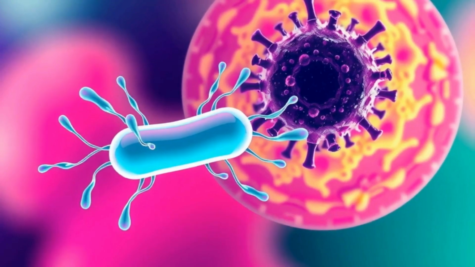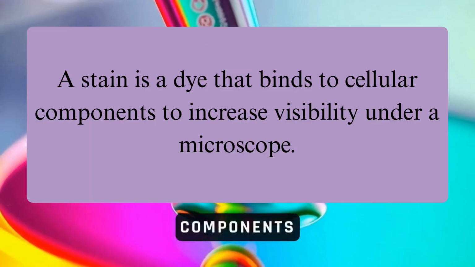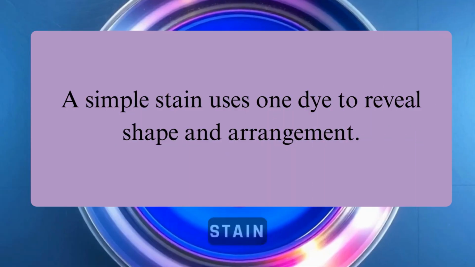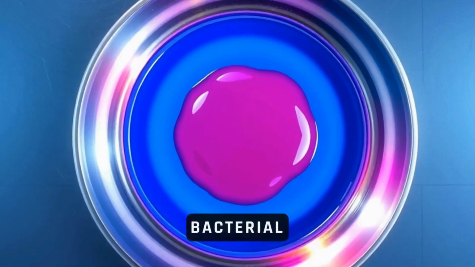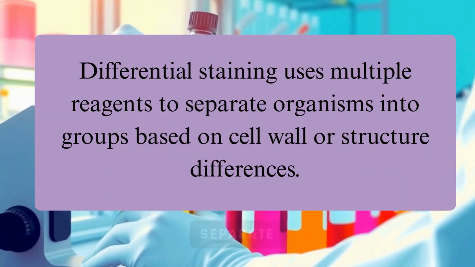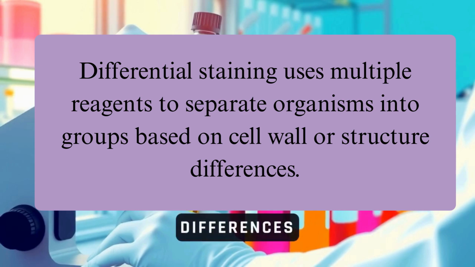First, a stain is a dye that binds to cellular components to increase visibility under a microscope. A simple stain uses one dye to reveal shape and arrangement. It does not differentiate between bacterial types. Differential staining uses multiple reagents to separate organisms into groups based on cell wall or structure differences.